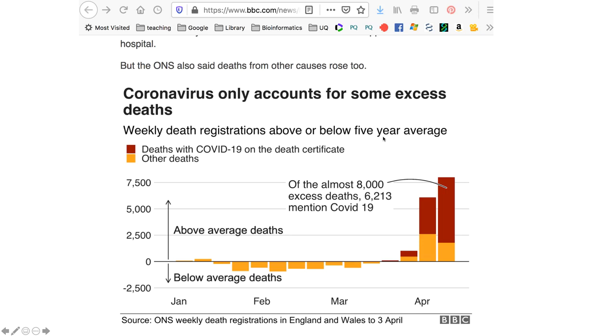This is another way students may choose to tell the data. It's similar with the weekly deaths from January to April, but this time it's showing above average deaths and below average deaths, and in red the COVID-19 deaths.